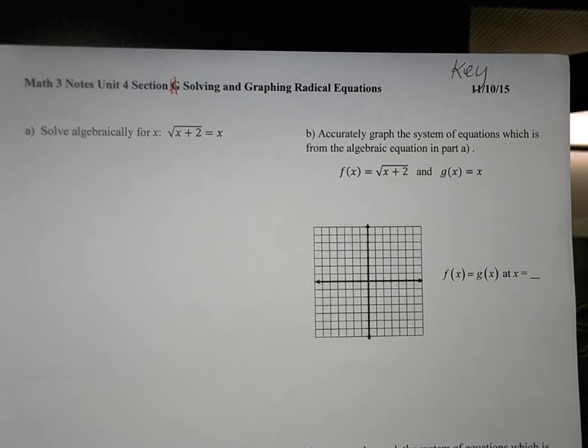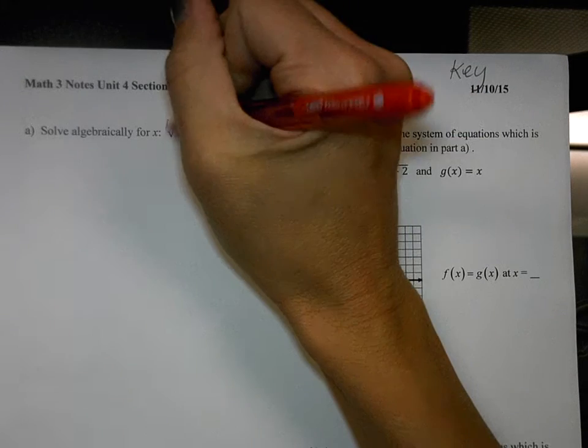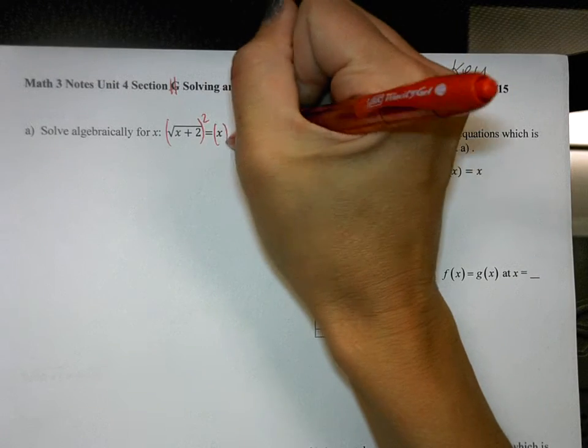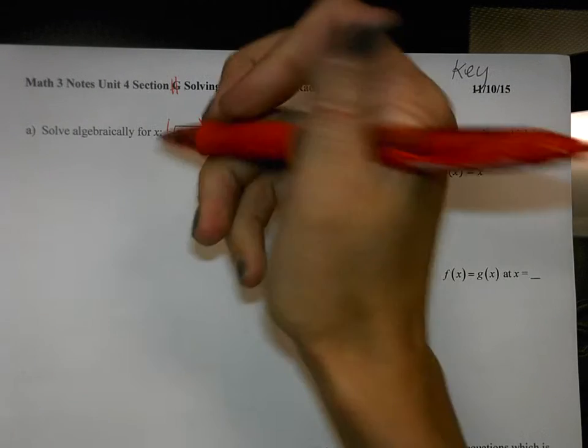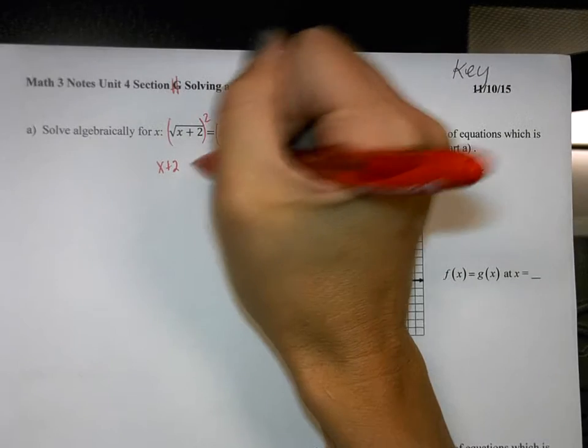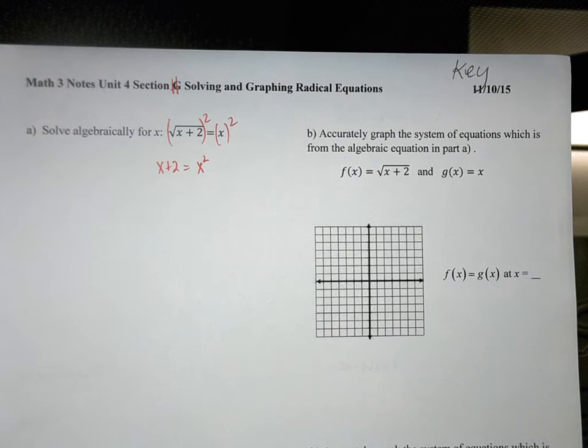Okay, so we're going to first solve this algebraically. Whenever you're solving root equations algebraically, you want to try to get the root by itself. In this case, it is by itself, correct? So what do I do now in order to get rid of the root? Good. So we're going to square both sides, because when we square a square root, it gets rid of the root. And so I end up with x plus 2 equals x squared.